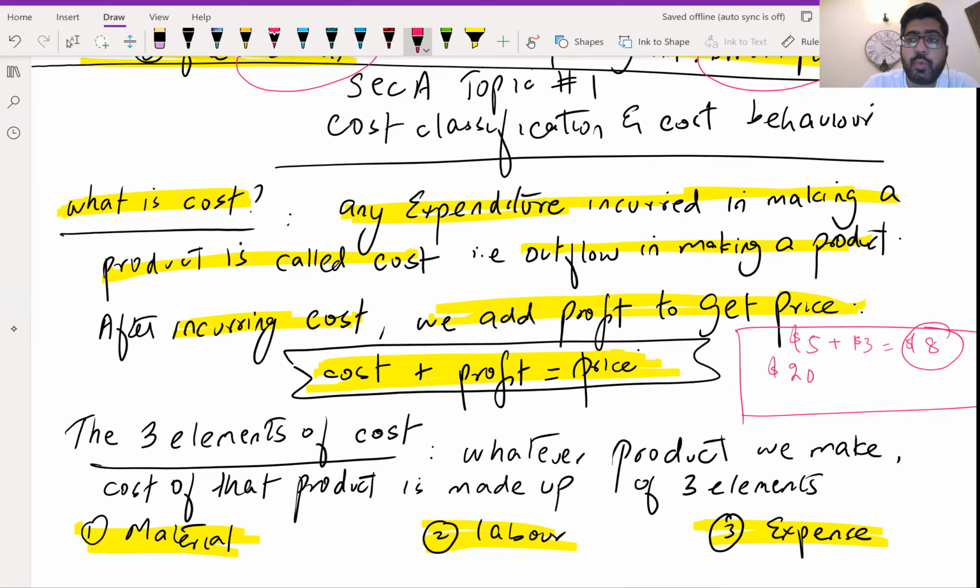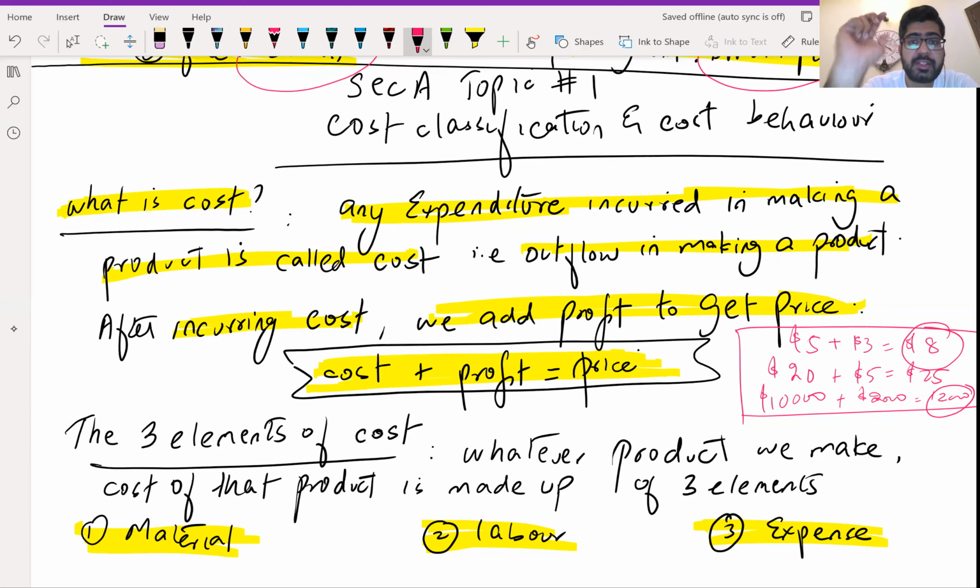Okay. Let's suppose a pizza shop owner spent $20 in making a pizza. That's cost. Will he sell the pizza for $20? No. He will add some profit. Let's suppose $5. So price is $25. If you spend $20 in making a pizza and you sell it for $20, you won't earn anything. Okay. Similarly, Toyota company spends $10,000 in making a Toyota car. They won't sell it for $10,000. They will add some profit. Let's suppose $2,000. The price becomes $12,000.